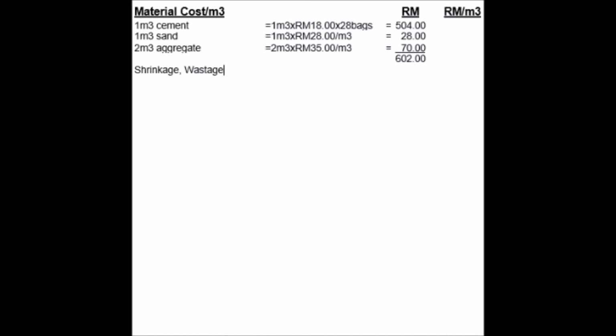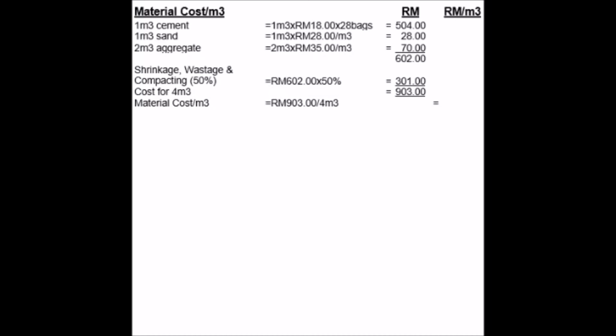First of all, for the material cost, we require a meter cube of cement, a meter cube of sand, 2 meter cubes of aggregate, and not forgetting the shrinkage and wastage and compaction, which is 50%, and we have a total cost per meter cube, which is 225 ringgit and 75 cents.